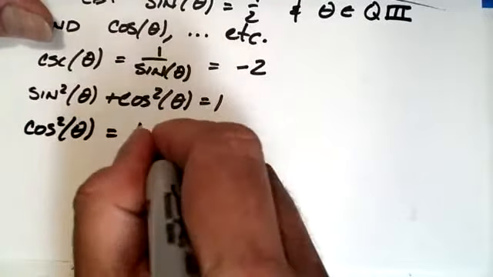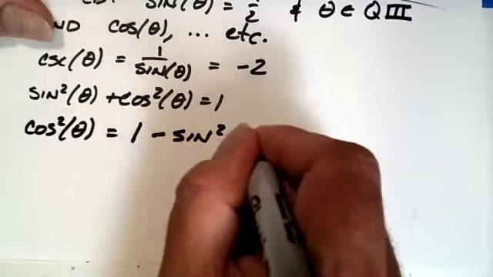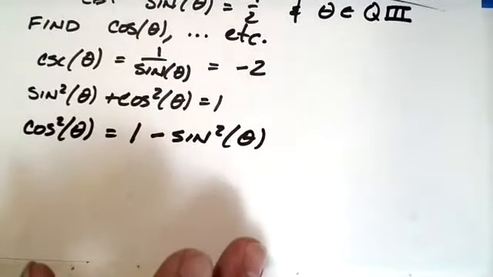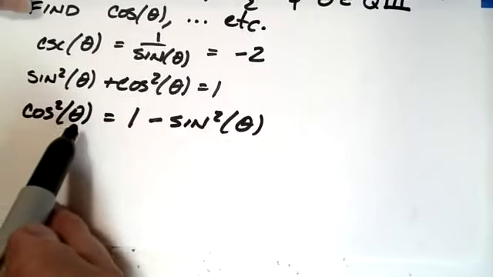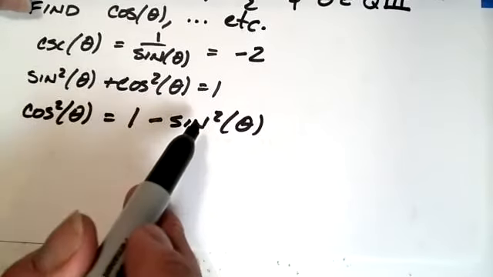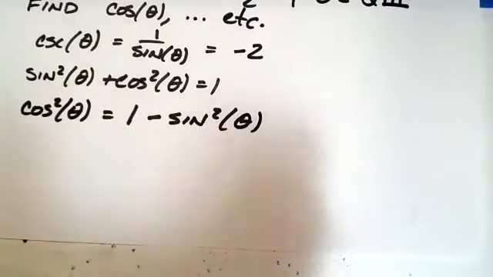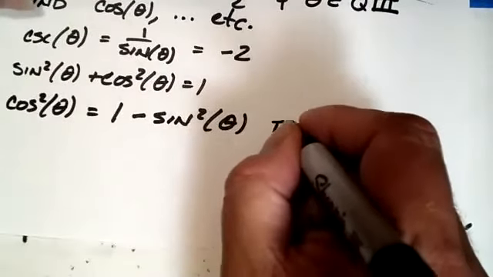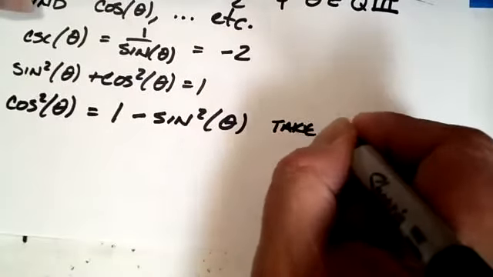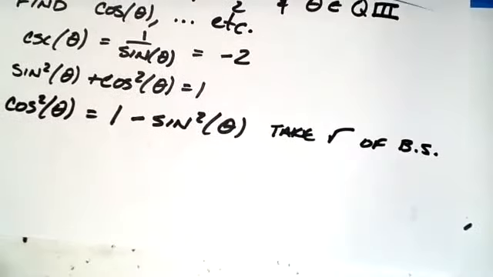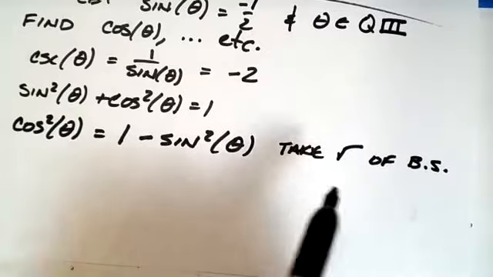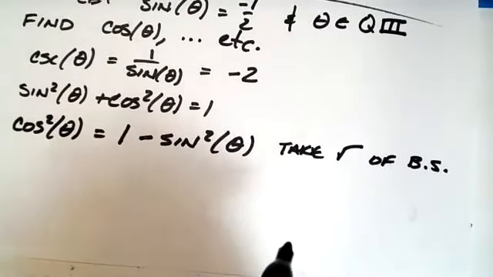So cosine squared is equal to 1 minus sine squared theta. I'm using algebra at this point. I'm not doing very much arithmetic. And then now I have something that I want that's squared equal to something over here. So I might want to take the square root of both sides, right? That's a common tactic when you have something squared but you want the thing.